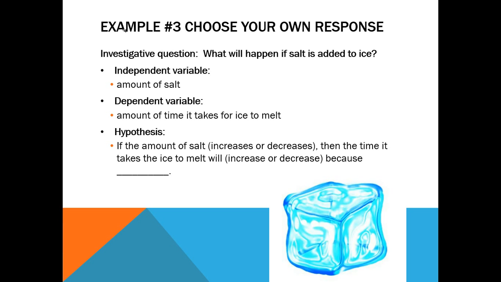Here's where I would like you to start making your own choices. As you write your answer in your assignment, at the beginning of the sentence we've determined that the independent variable goes with if. Remember, I, independent, if. If the amount of the salt, and then I want you to choose increase or decrease. How do you think that will affect the time it takes the ice to melt? And most importantly, why do you think that is true?